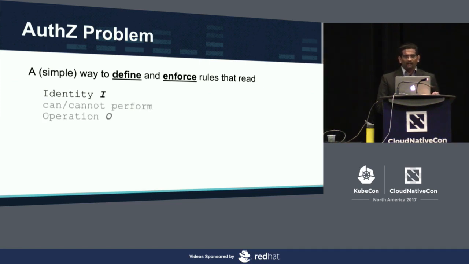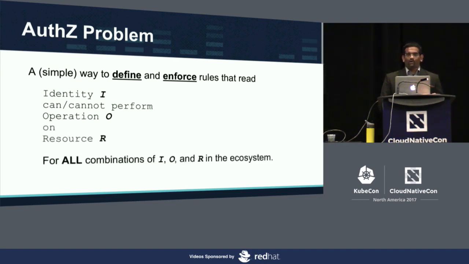Identity I can or cannot perform operation O on resource R for all combinations of I, O, and R in your ecosystem. That sounds like boiling an ocean, right?